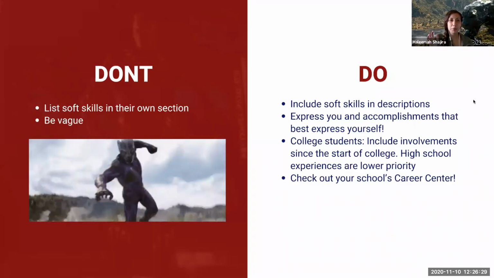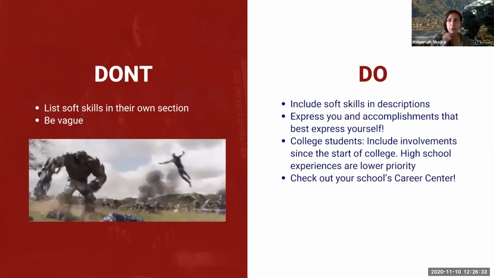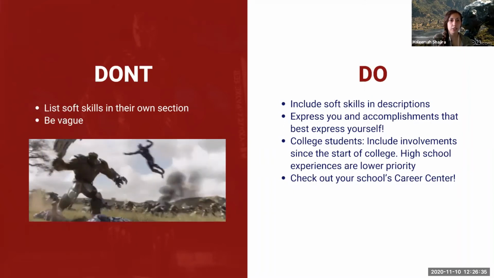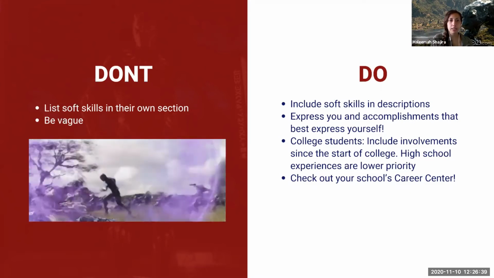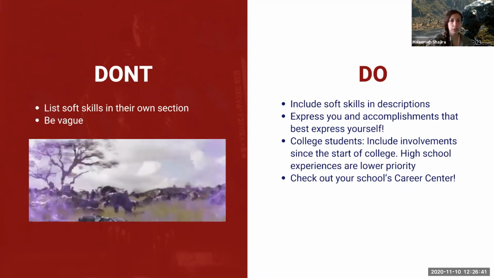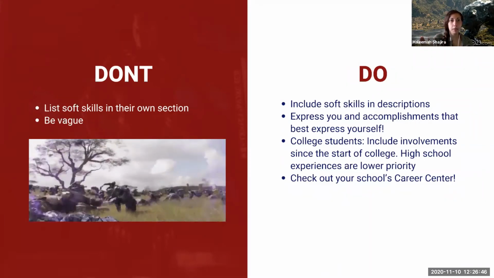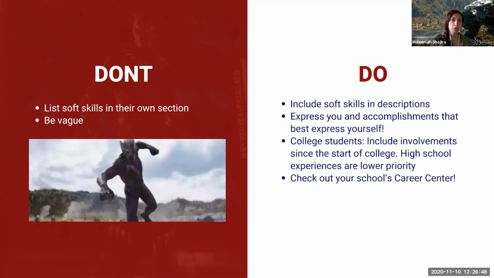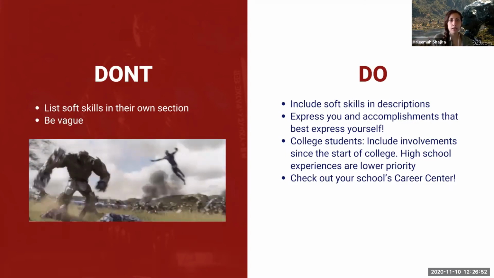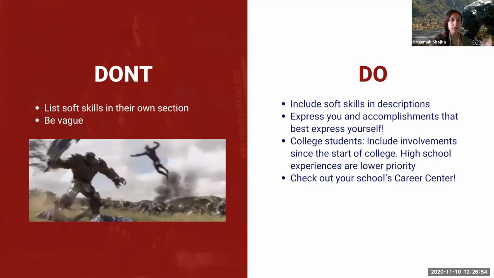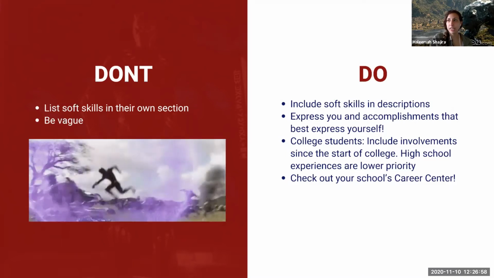So just highlighting some of the points that we've already talked about, just some quick do's and don'ts. As mentioned before, don't list soft skills as their own section. Make sure you're highlighting those when you're talking about your experiences, and don't be vague, use concrete numbers. So if you worked with X amount of people on this project and you delivered a report to X amount of people, use those numbers instead of saying worked with a group of people to create this report. Just be more concrete.